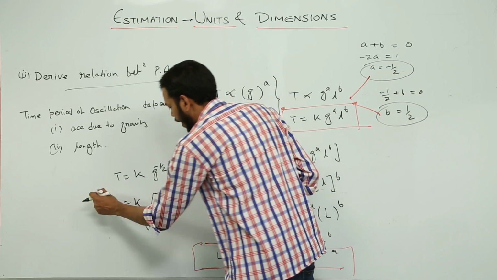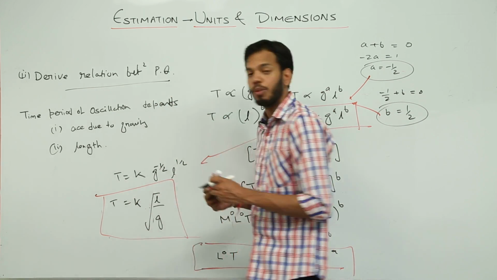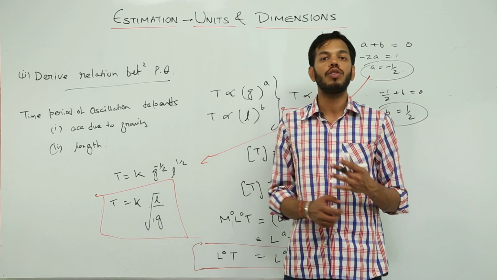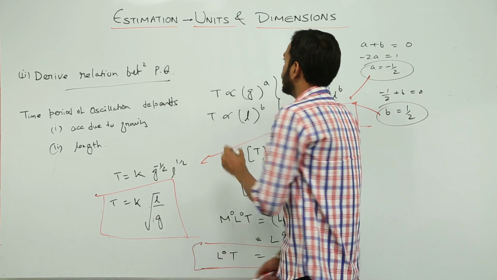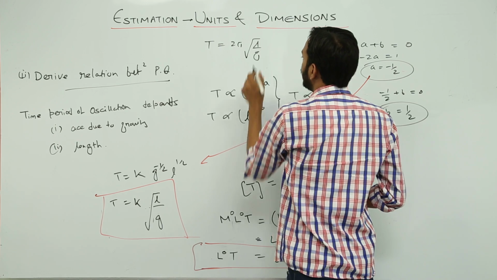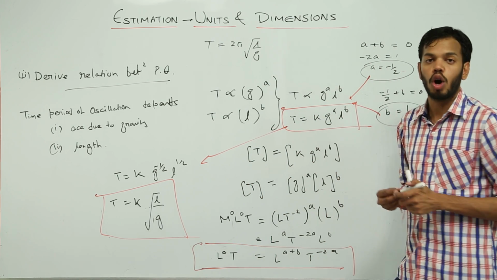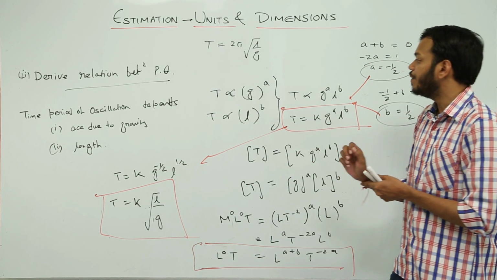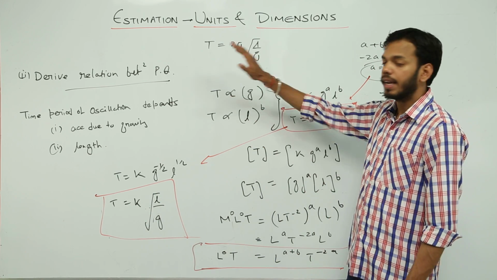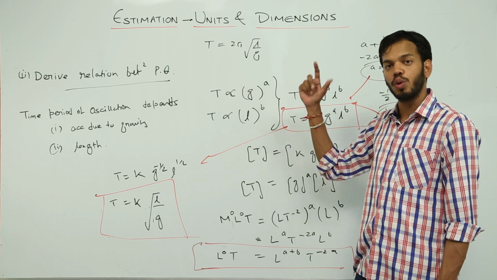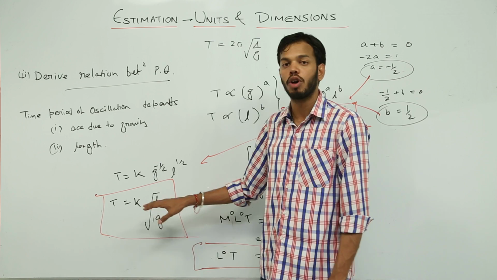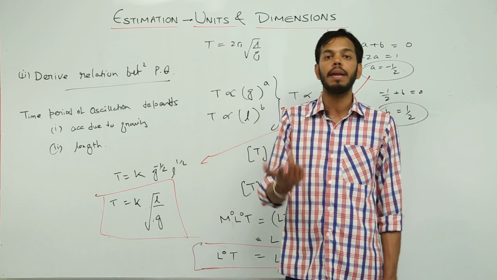Now this is your final answer, but you are going to write one more sentence: that the value of the constant of proportionality can be figured out experimentally, and the actual relation is t is equal to 2 pi under root L by g. This is one of the flaws of dimensional analysis, that we cannot find the value of constants of proportionality, but we can find the value by doing experiments. And before doing the experiment, by using dimensional analysis, we can actually find a relation, because by this relation the value of k can be easily figured out.